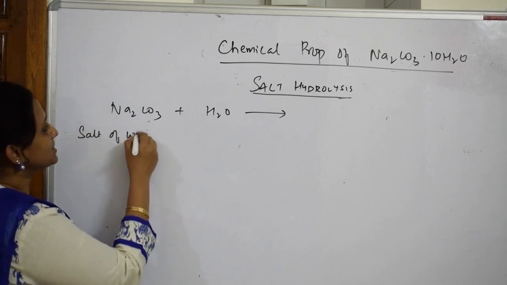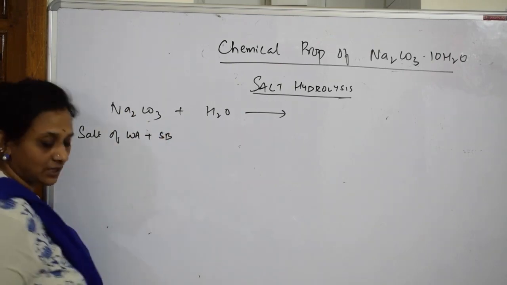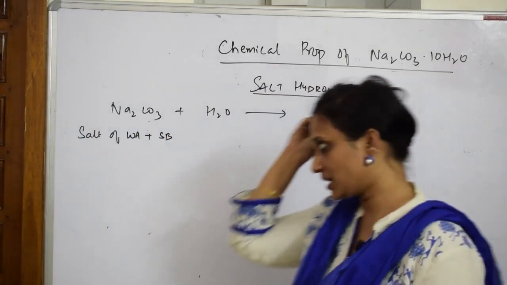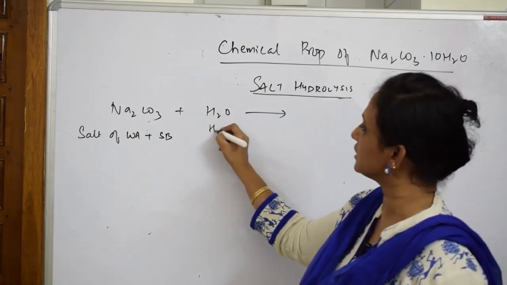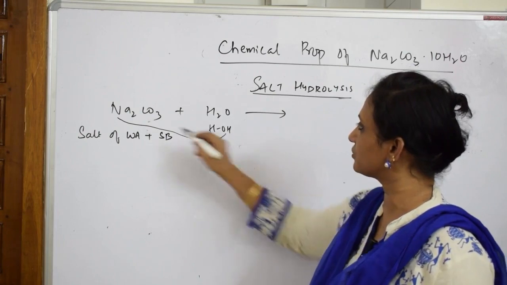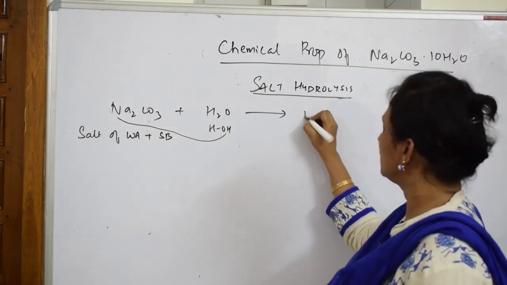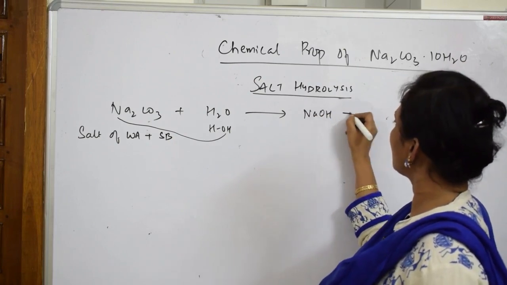Salt of weak acid plus strong base, isn't it? Strong base. Right, so together when they combine with water. What is this? Water can be written as HOH. Now what happens? Sodium comes out as sodium hydroxide and the leftover comes out as carbonic acid, H2CO3. So NaOH is out and carbonic acid is out.